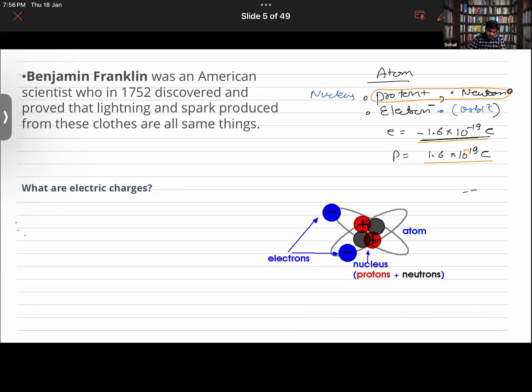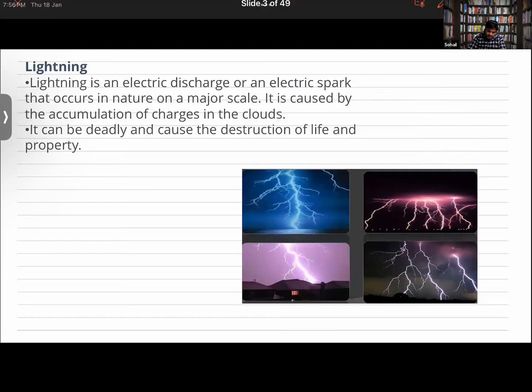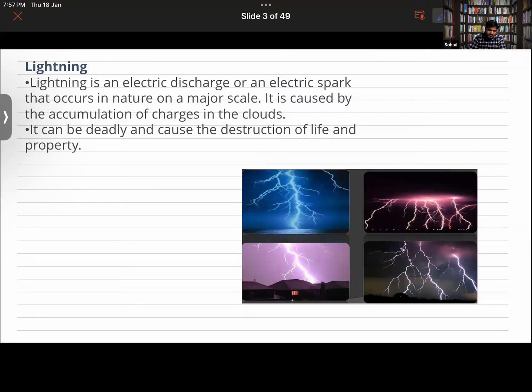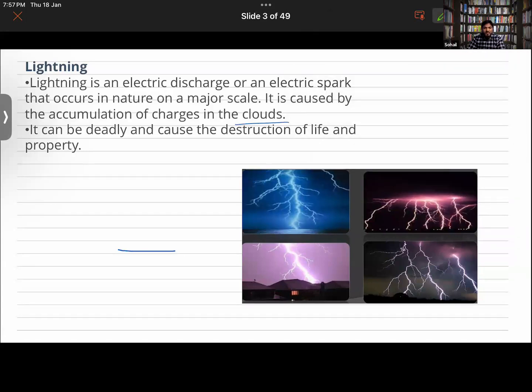So back to over here, lightning which we are studying here. Basically, this is a huge electrical discharge, or spark, that occurs in nature on a major scale. It is caused by the accumulation of charges in the clouds. It can be deadly and cause destruction at a huge scale.